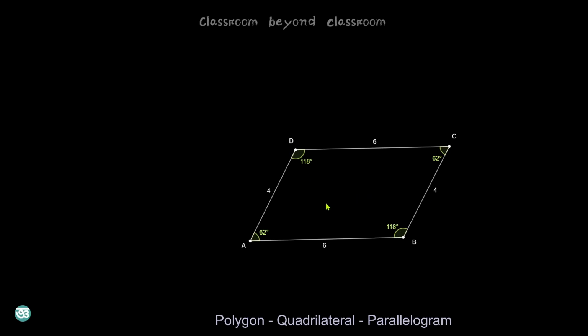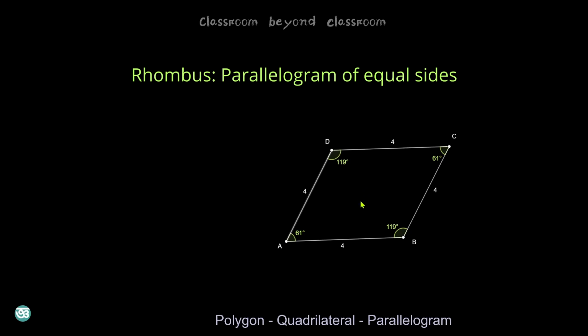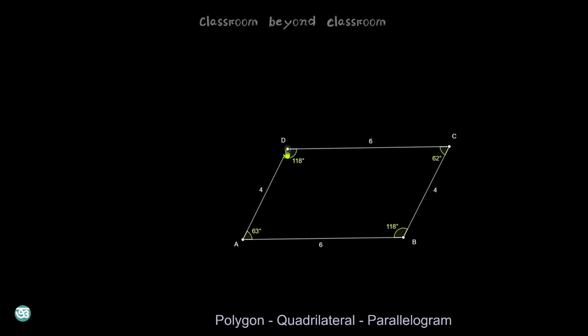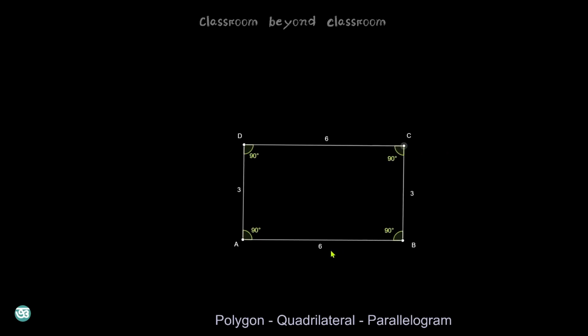Now we can make this parallelogram special again. Say I am changing a side of this parallelogram. Now you see this is still a parallelogram, and in this parallelogram all sides are equal, 4 units, 4 units, 4 units and 4 units. So this type of parallelogram whose sides are equal is called a rhombus. Now I want to change this rhombus or parallelogram again to a different position. So this is the position.